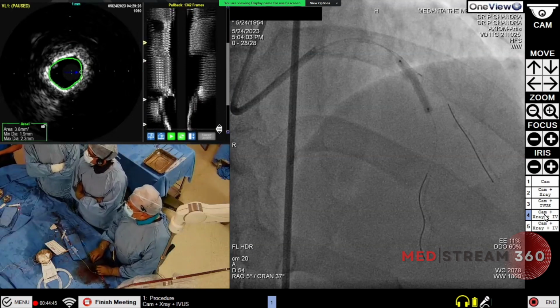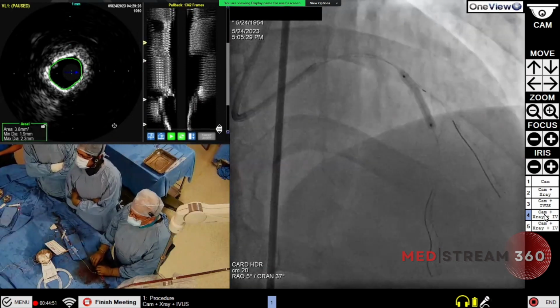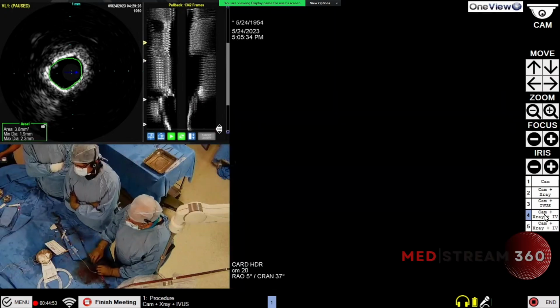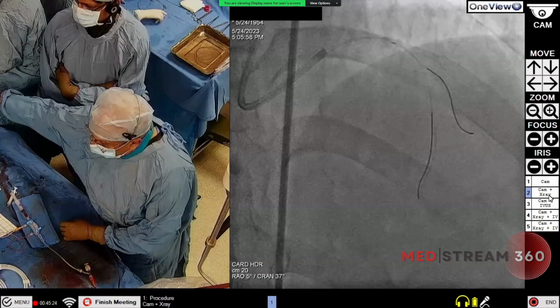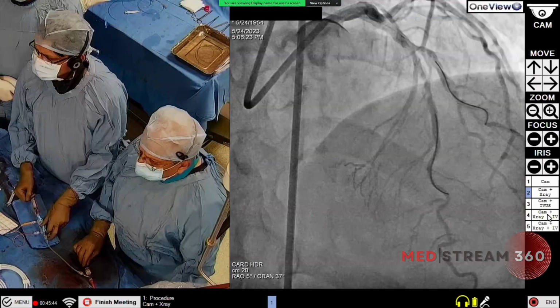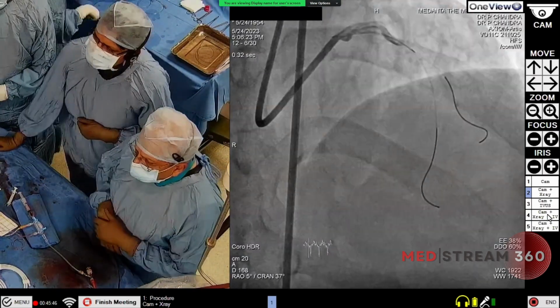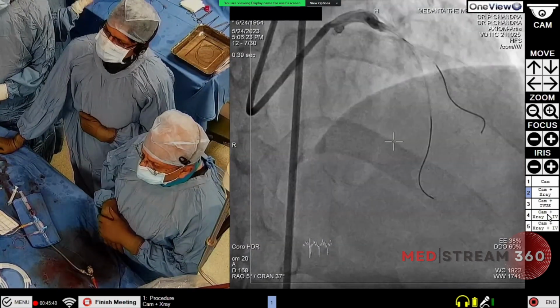Okay, done. This was 3.8. Yeah. 2 minutes, okay. Deflate. Go down. So we have to see how well it is adopted by the vessel. That looks fine. Good result. No major dissection in LAD. Nothing. Lesions have opened very well.